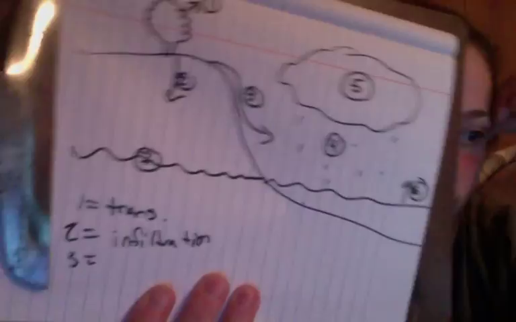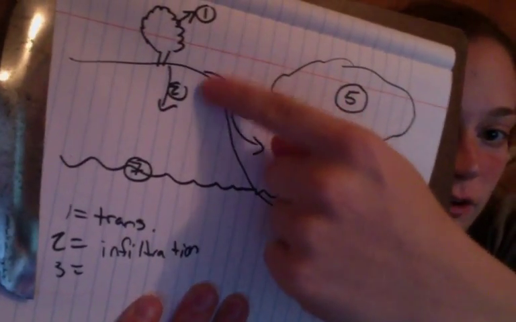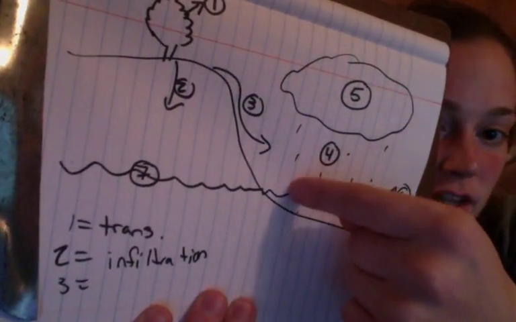Number 3 is when the water is running off the surface down into the lake. That is known as runoff. 4 is precipitation. 5 is condensation. 6 is evaporation. 7 is a tricky one.